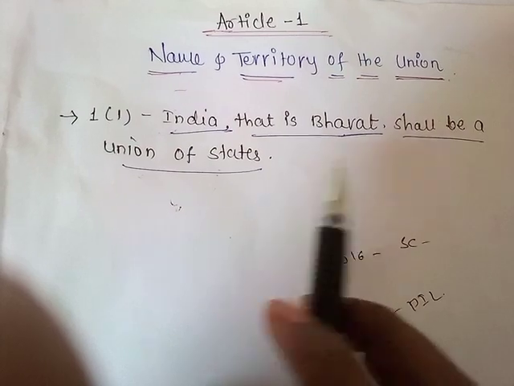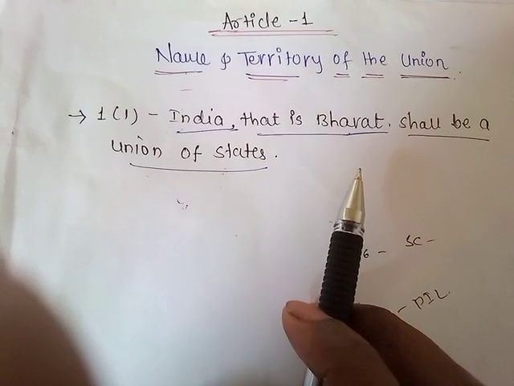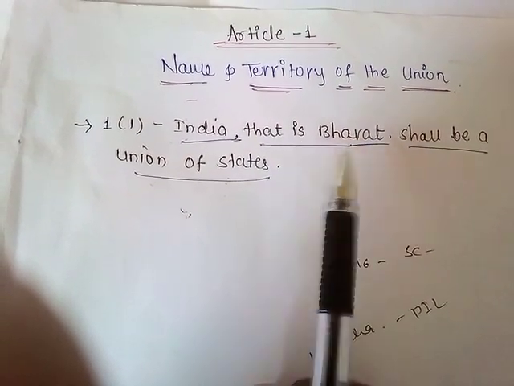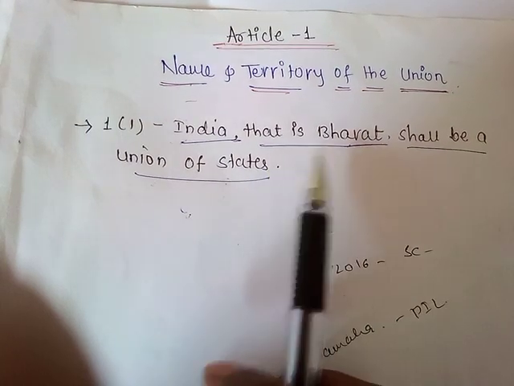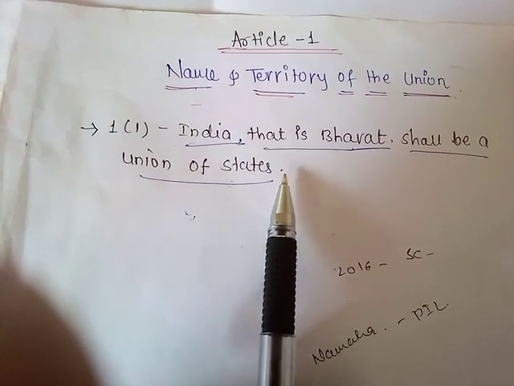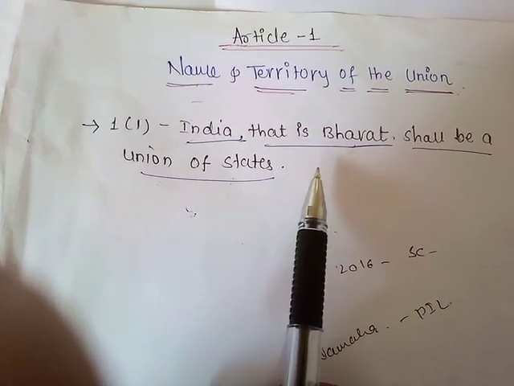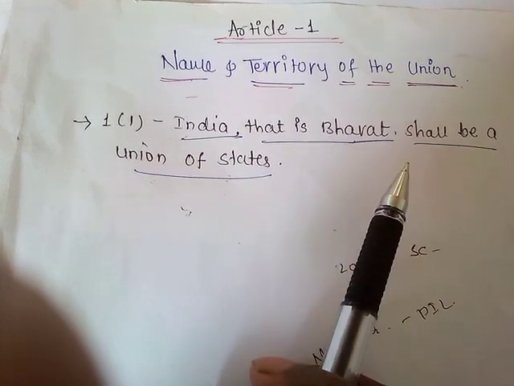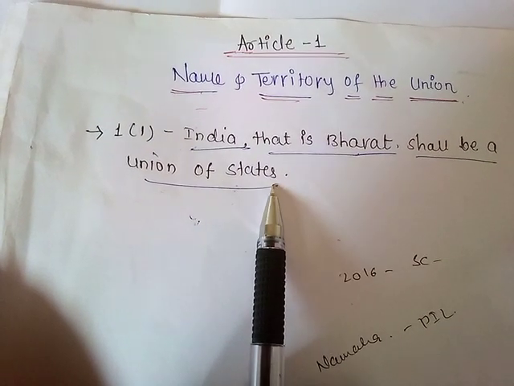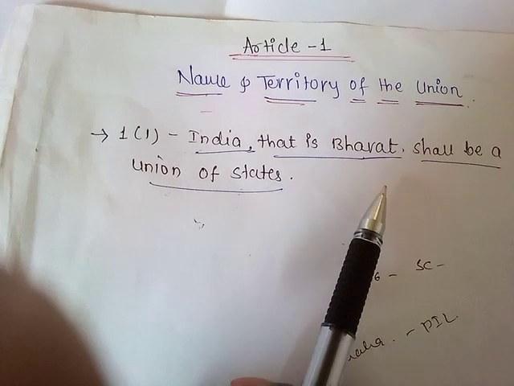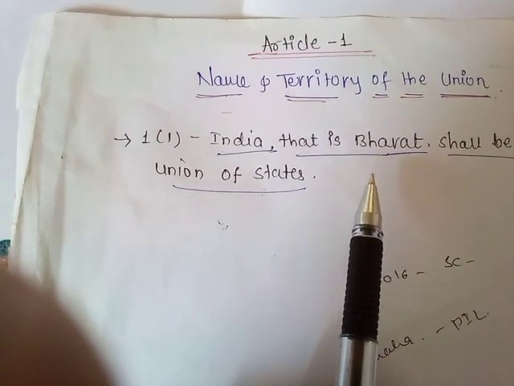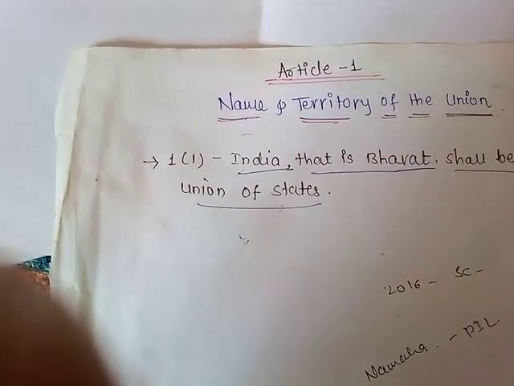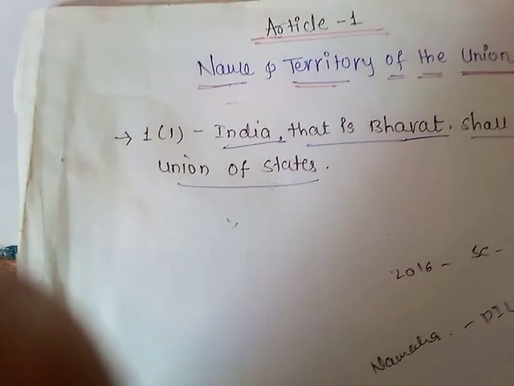If India is a federal constitution, Article 1 should have mentioned India, that is Bharat, shall be a federation of states. Because if you're saying India, that is Bharat, shall be a union of states, that means the Constitution of India is itself accepting that we are a unitary constitution.